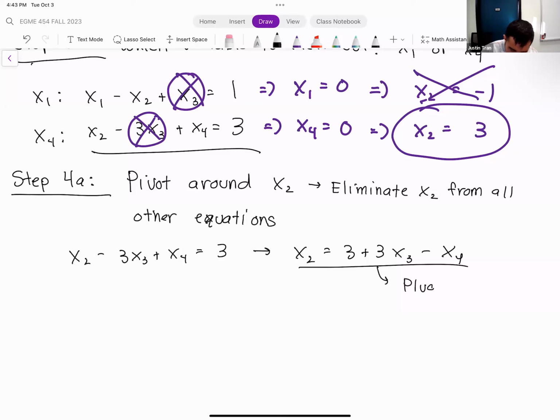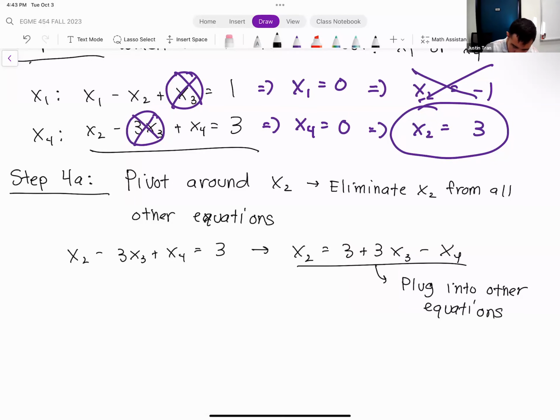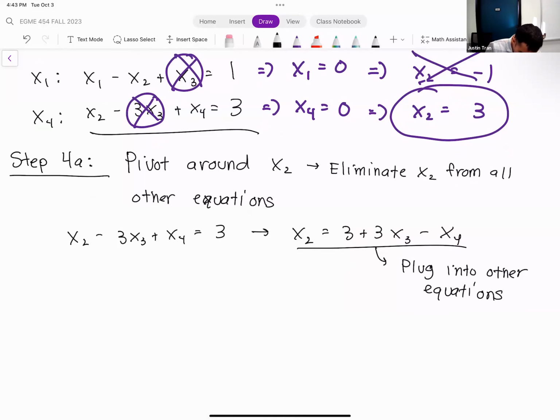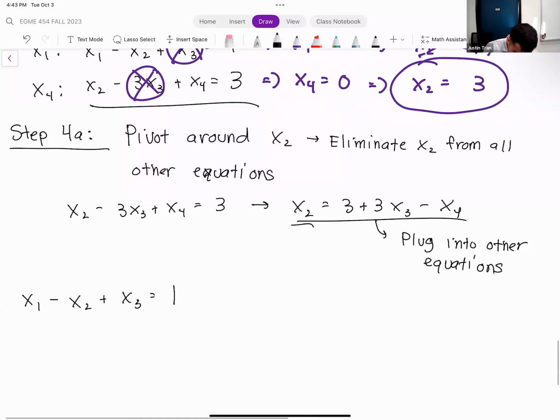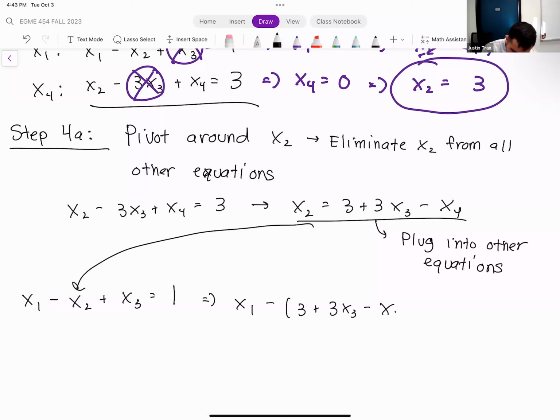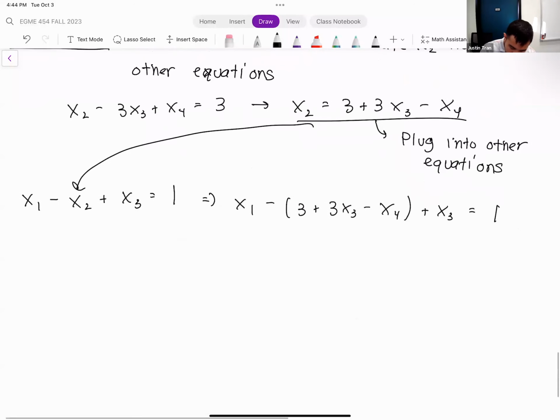Let's go ahead and plug this into the other equations. So we plug it into the first equation. Our first equation, x1 minus x2 plus x3 equals 1. And so we plug in for x2 into this equation. What we get is x1 minus 3 plus 3x3 minus x4 plus x3 equals 1. And so if we work through the algebra here, what we get is x1 plus 2x3 plus x4 equals 4.